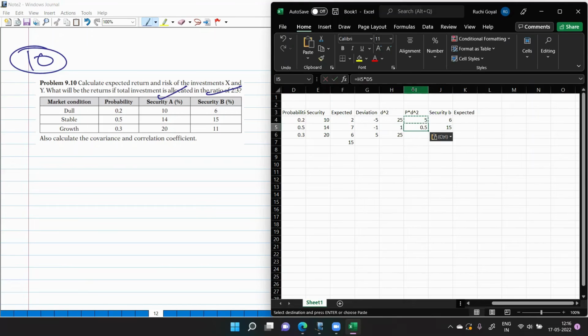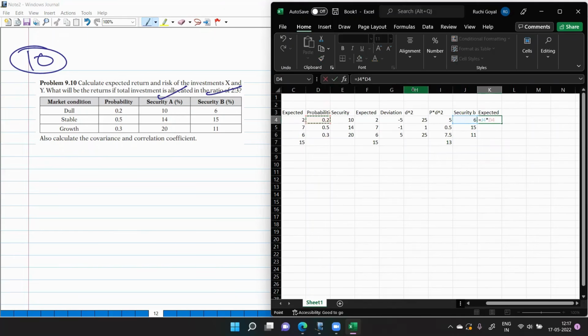This is the variance that I will get. Variance of security A. How do I find the expected, this into this. I am sorry, this is for this.